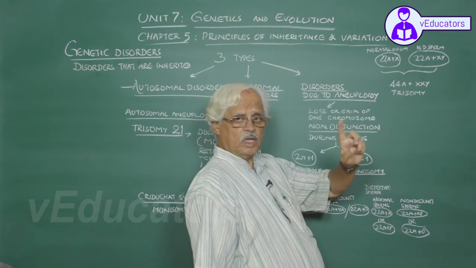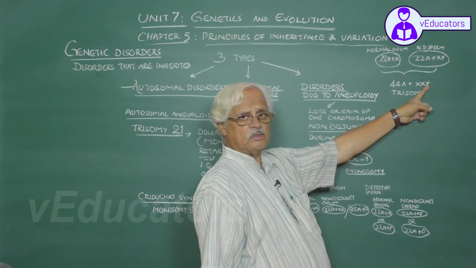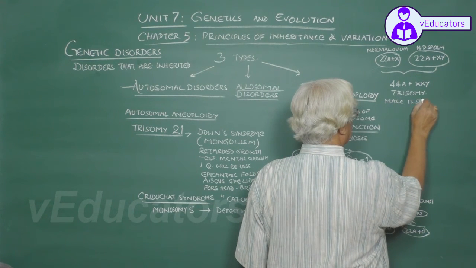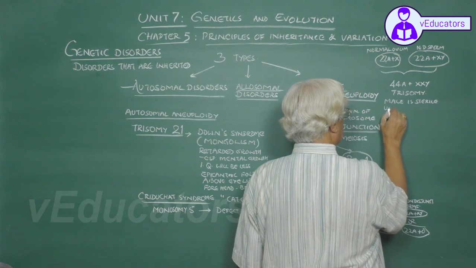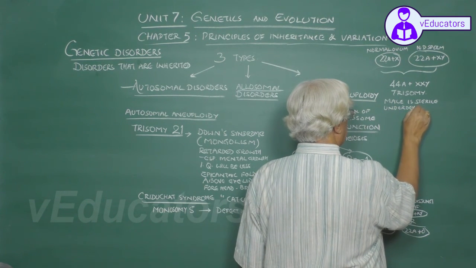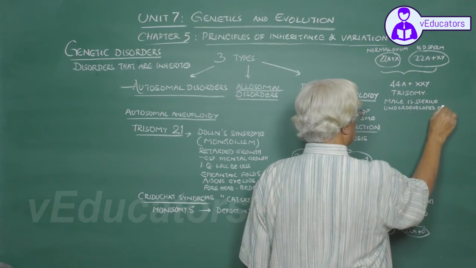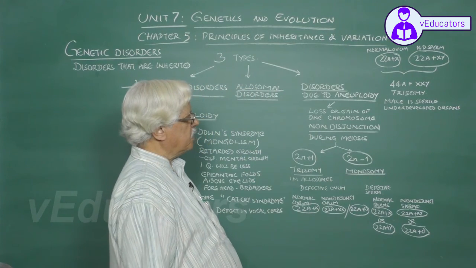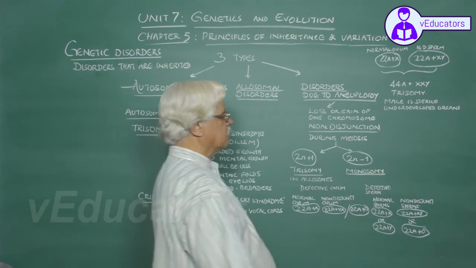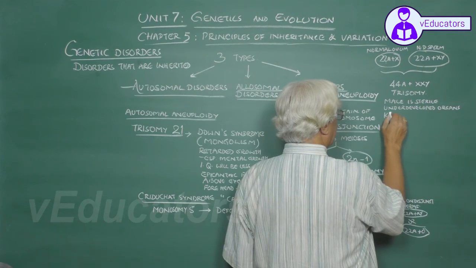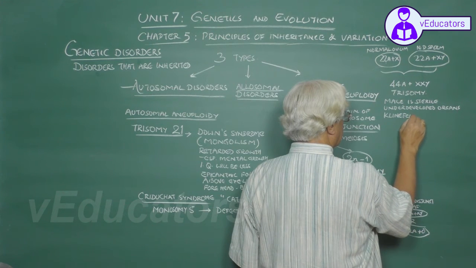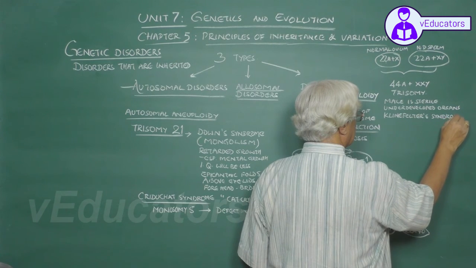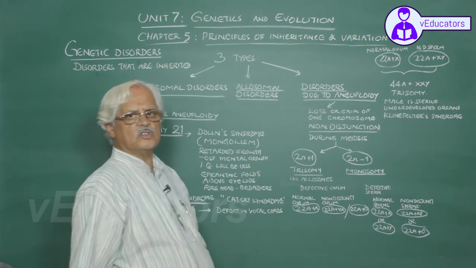This zygote would develop into a male because a Y chromosome is present, but the male will be sterile, with underdeveloped reproductive organs, a defective stature, and cannot reproduce. This is called Klinefelter's syndrome.